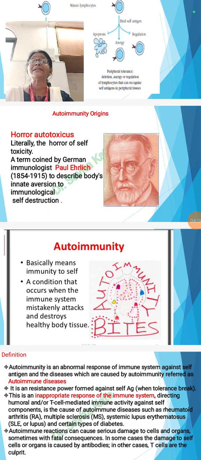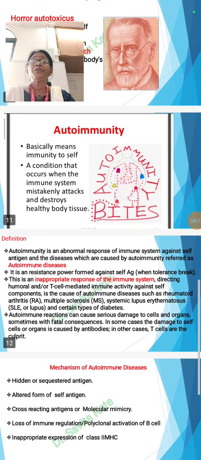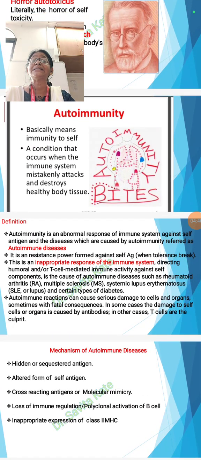Autoimmunity, literally horror autotoxicus, was first studied by Paul Ehrlich. As I told you, autoimmunity is an abnormal, inappropriate immune response of the immune system against the self antigen. Against which self antigen? The autologous antigen, which is hidden, sequestered since the embryonic period. Once their hidden nature is broken, our immunocompetent cells show the immune response against them.